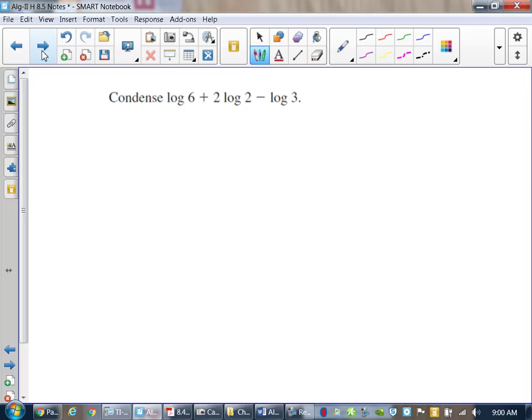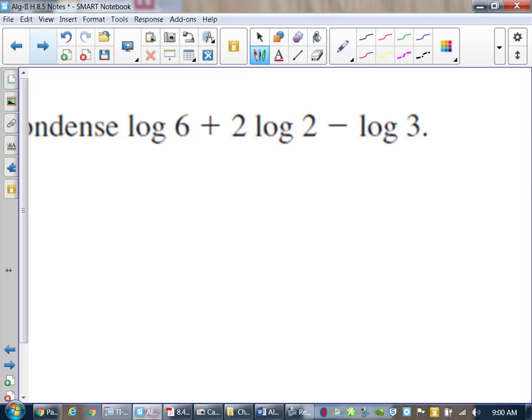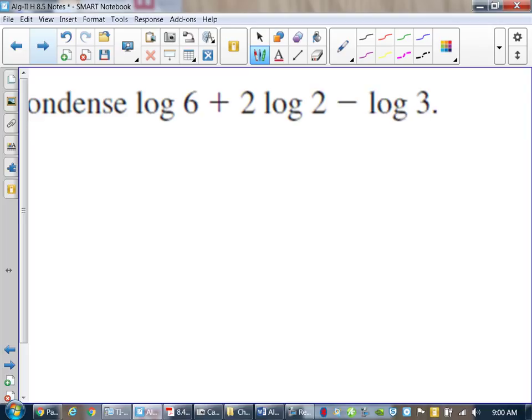All right, let's go backwards. Let's condense. Condensing logarithms, you're working backwards. Hence the word condense. You're making it all into one giant log. So log of 6 plus 2 log 2 minus log of 3. Now, unfortunately, sometimes the book is notorious for not putting parentheses in. But you can see probably where this is headed.